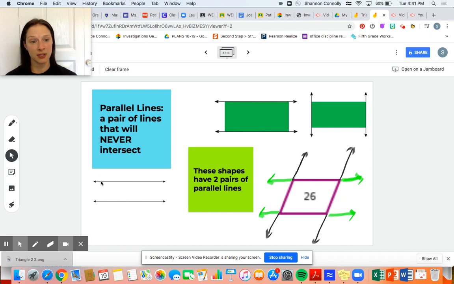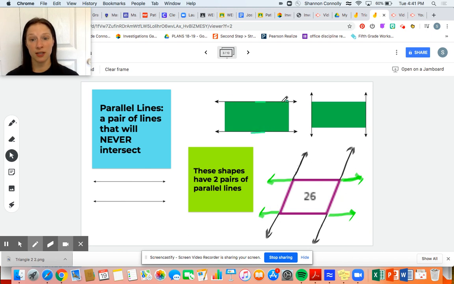So here's our example down here. We have 2 lines that if we extend them forever in both directions, they will never meet. They will never intersect. So that is what we mean by parallel lines. And I'm going to go kind of quick through all this because it was learned in 4th grade. So I just want to make sure that you remember all of these words. So when we're thinking about parallel lines, in a quadrilateral, they're going to always be opposite of each other, okay? So a pair of parallel lines are opposite of each other, okay?